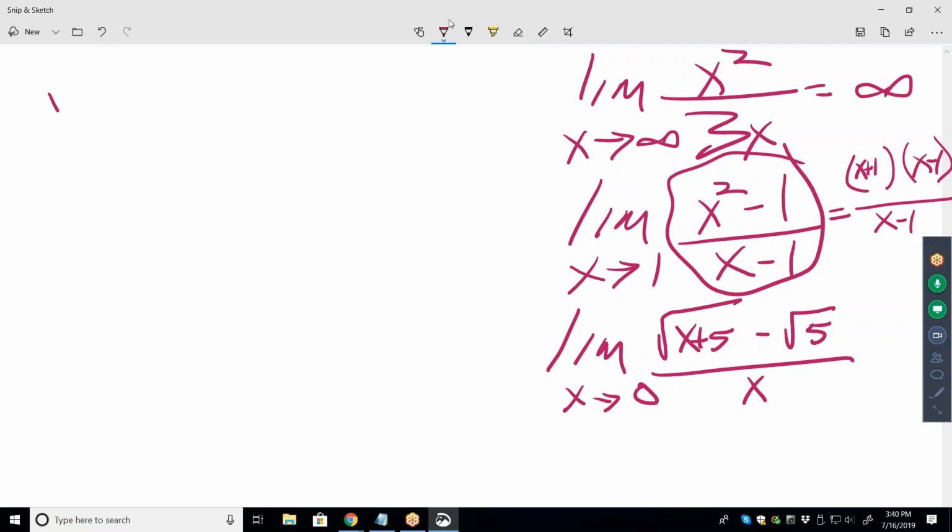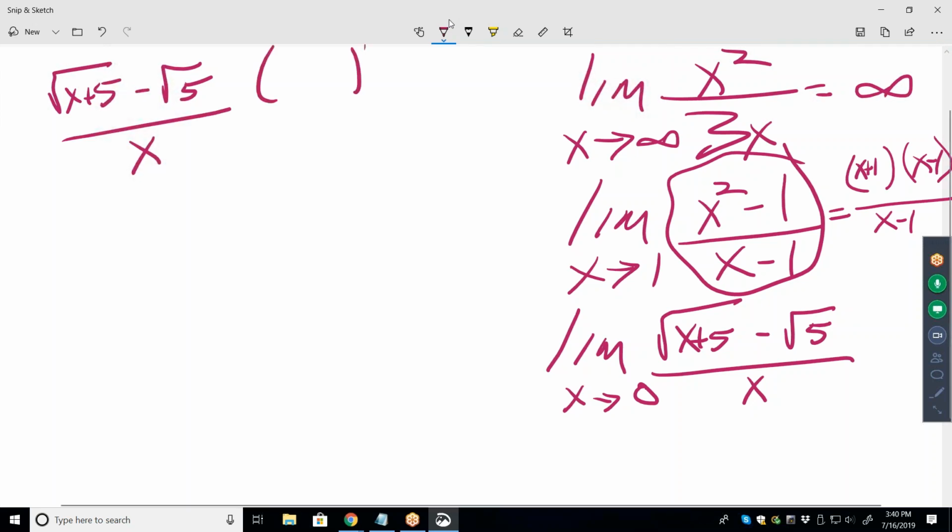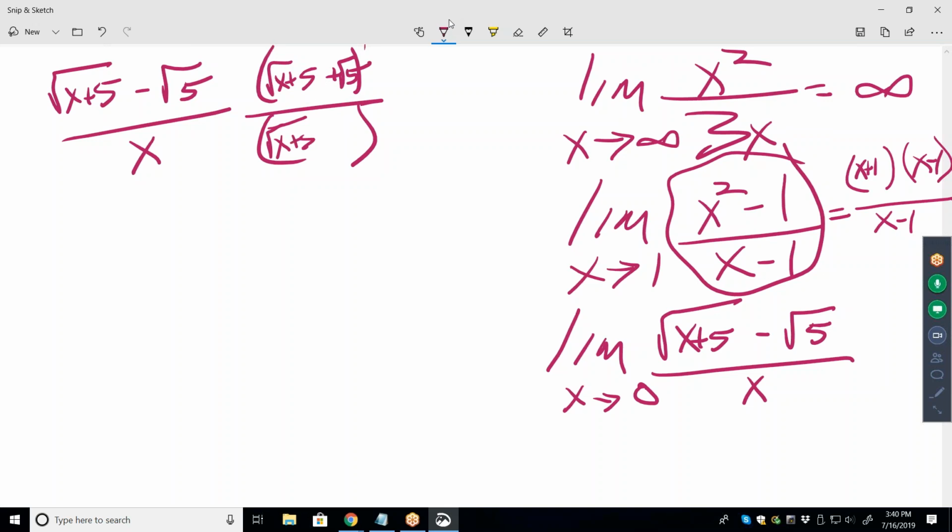So hold on a second. So I've got the square root of x plus 5 minus the square root of 5, all over x. You can only multiply it by the number 1 without changing its value. That's right. So that's going to be the square root of x plus 5 plus the square root of 5. And then the bottom is the same. The one mistake you don't want to make is to go ahead and distribute that bottom.